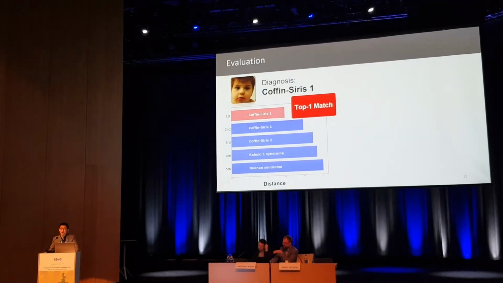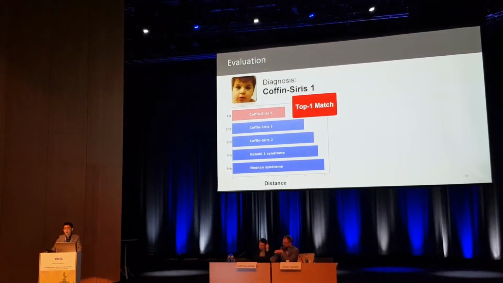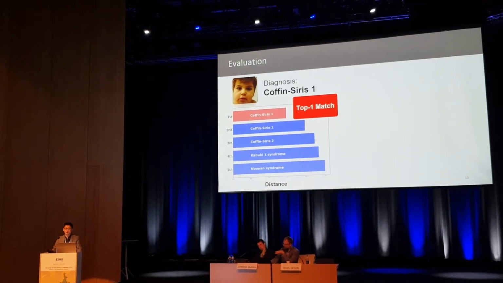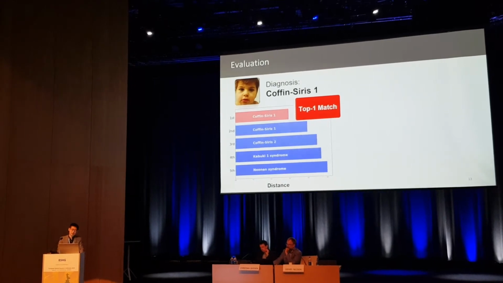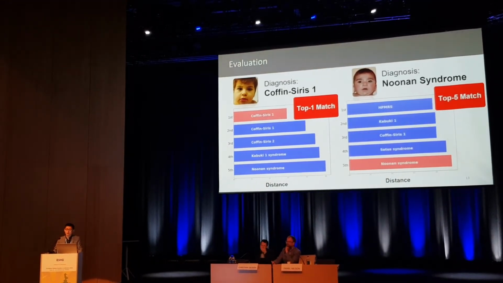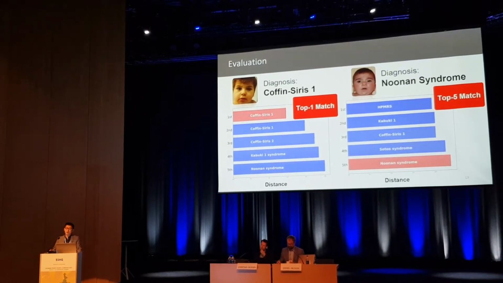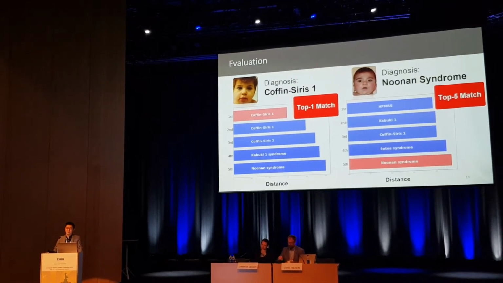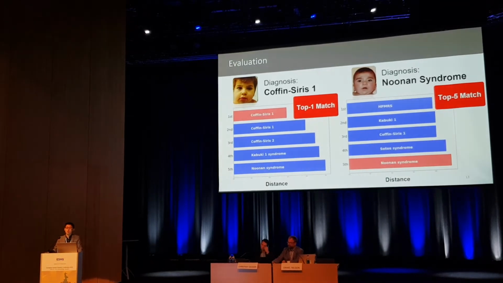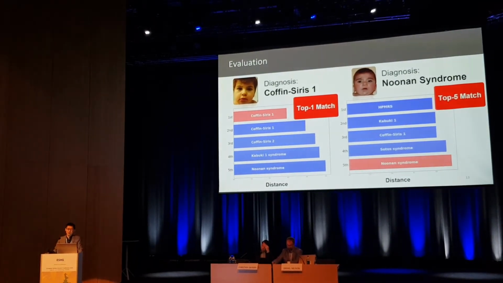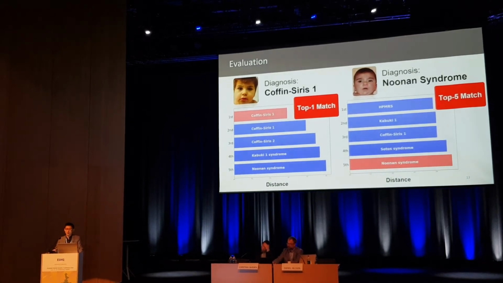And how do we evaluate the performance? Here we have a patient with Coffin-Siris syndrome 1. If the nearest patient in the space also has Coffin-Siris syndrome 1, then we call it a top 1 match. And here we have a patient with Noonan syndrome. If there is another patient who also has Noonan syndrome and is in the 5th position or better, then we call it a top 5 match. And it also applies to top 10 or top 30 matches.